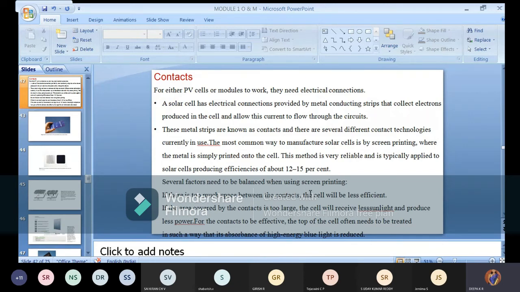If there is too much space between the contacts, the cell will be less efficient. Of course, when you don't make a proper connection or proper soldering, like with your mobile charger cables or headphones, there is a thin connection. If you don't solder properly, then you cannot hear well, there is less voice or a disturbance, because it is not properly connected. So the cell will be less efficient and output will be very less. And if the area covered by the contacts is too large, the cell will receive less sunlight and produce less power. So this is one of the drawbacks we are finding here.